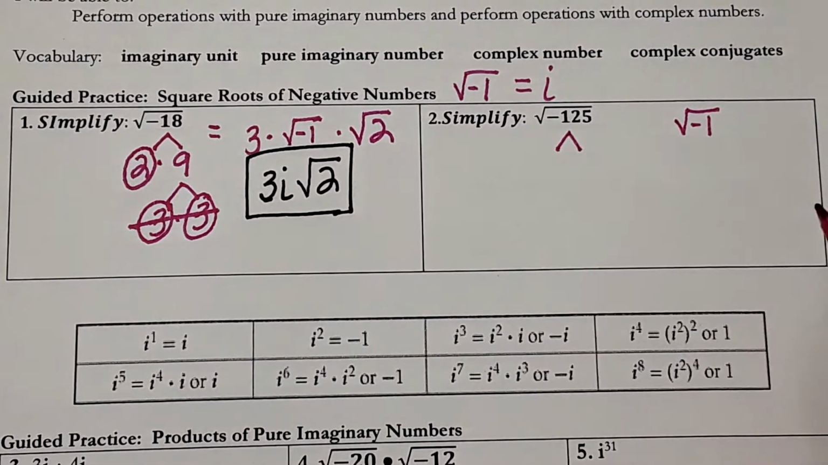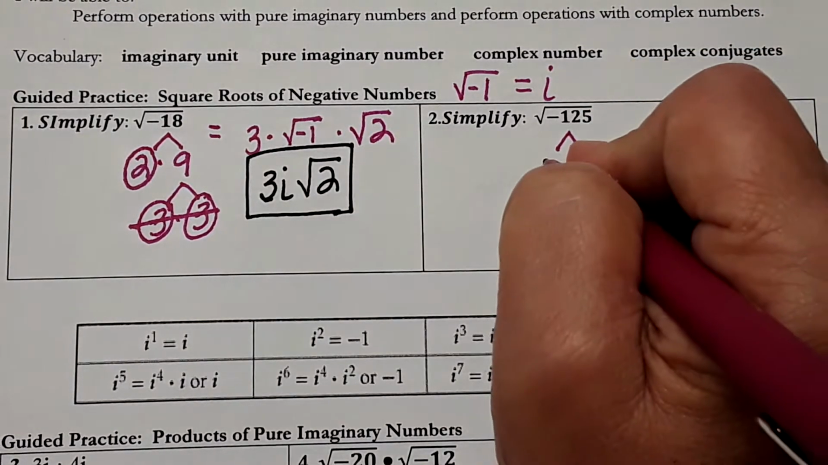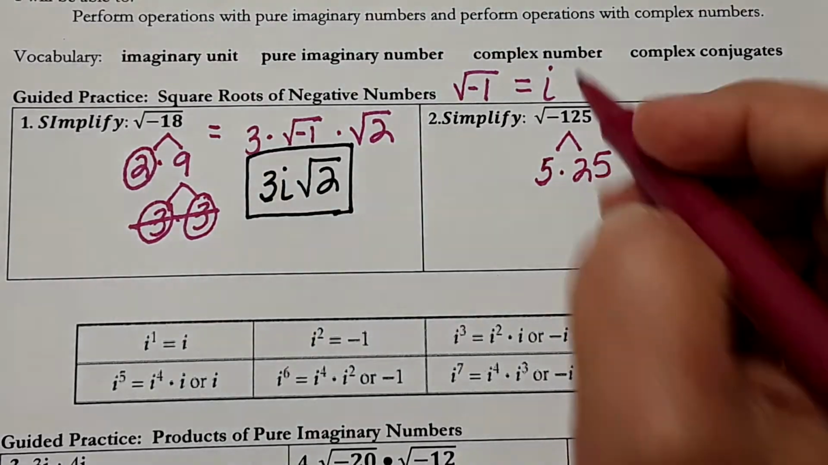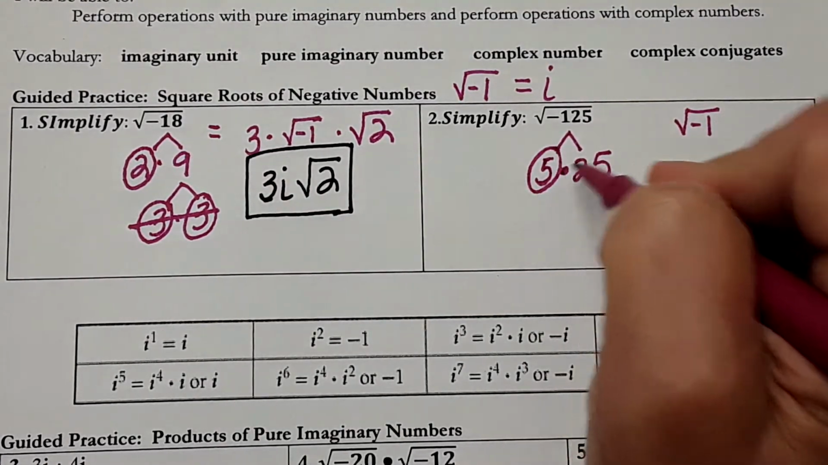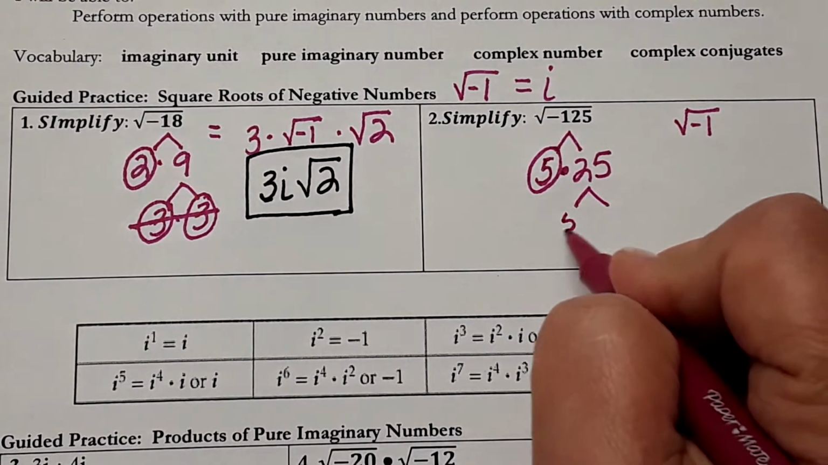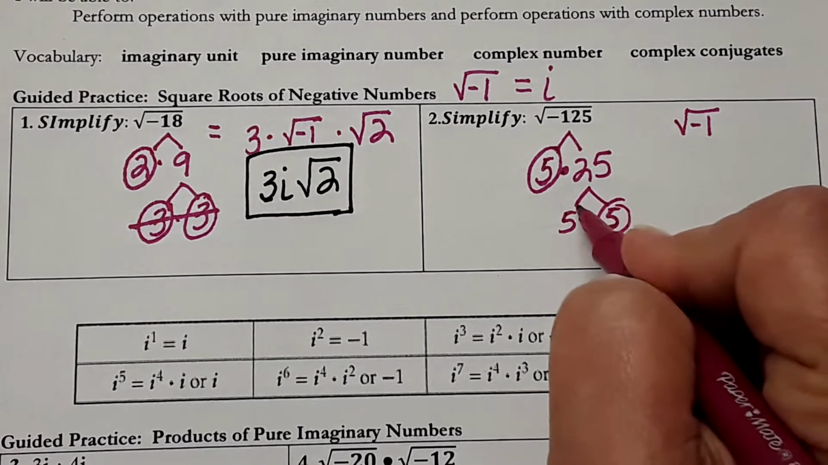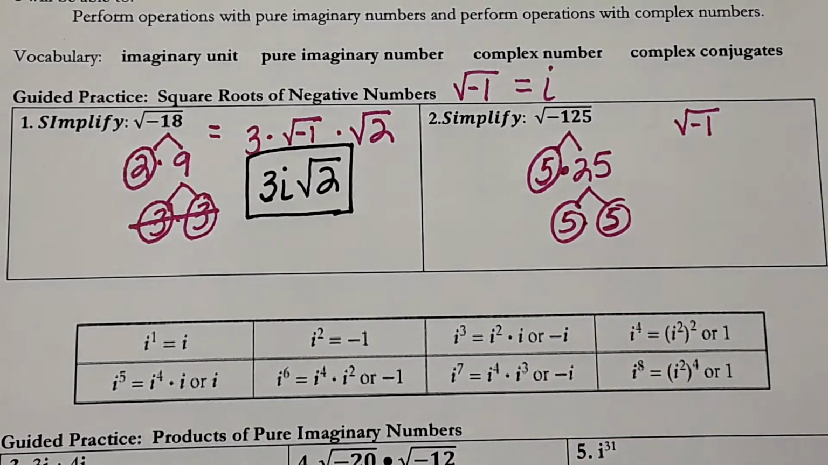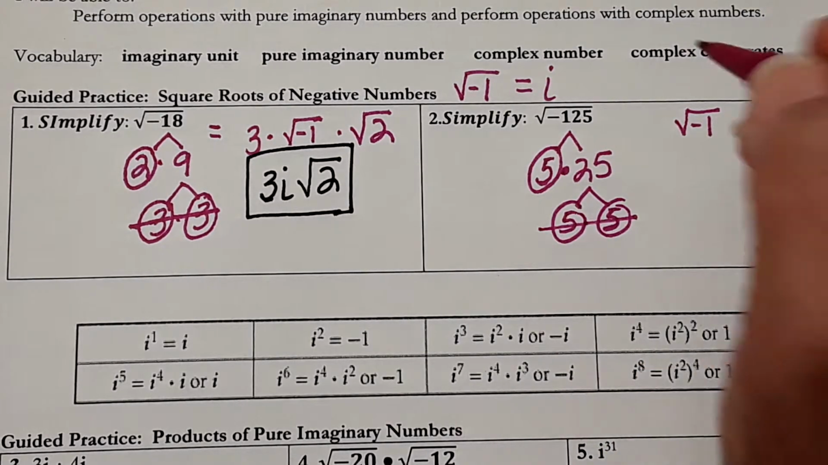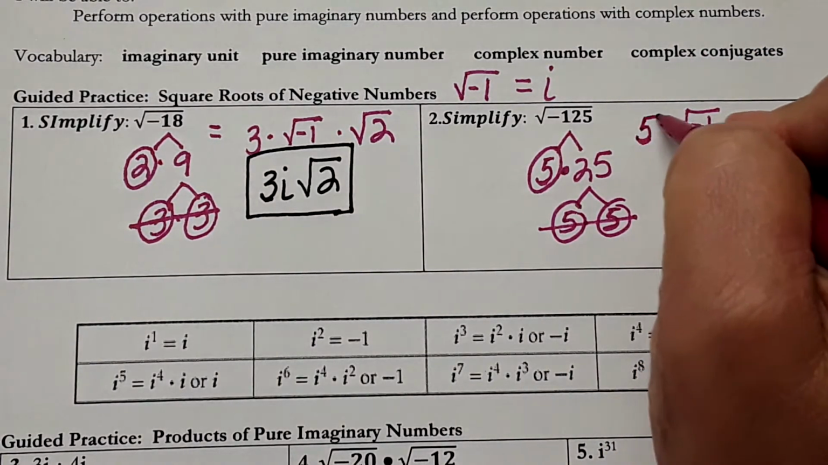So what are two numbers you can multiply to get 125? 25 and 5. 5 is prime, so I'm going to circle it. And then what are two numbers you can multiply to get 25? Again, I'm only looking at the numbers that are circled. What do I have a pair of? So that's the pair of shoes I'm going to wear. So that goes on the outside.